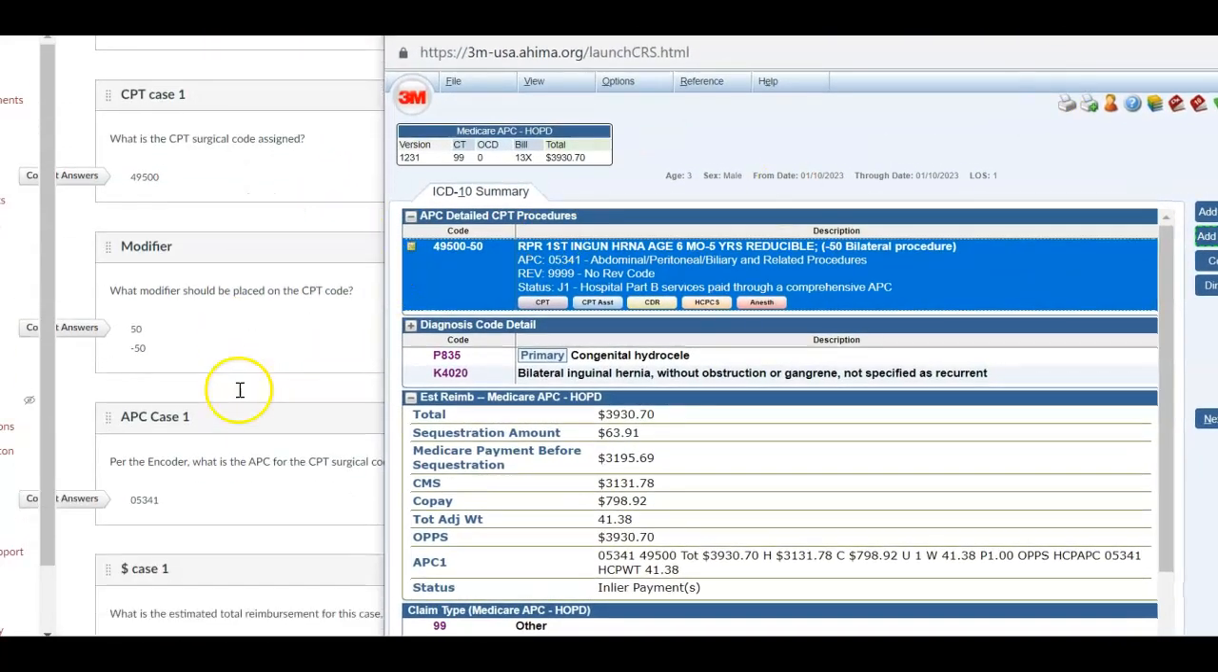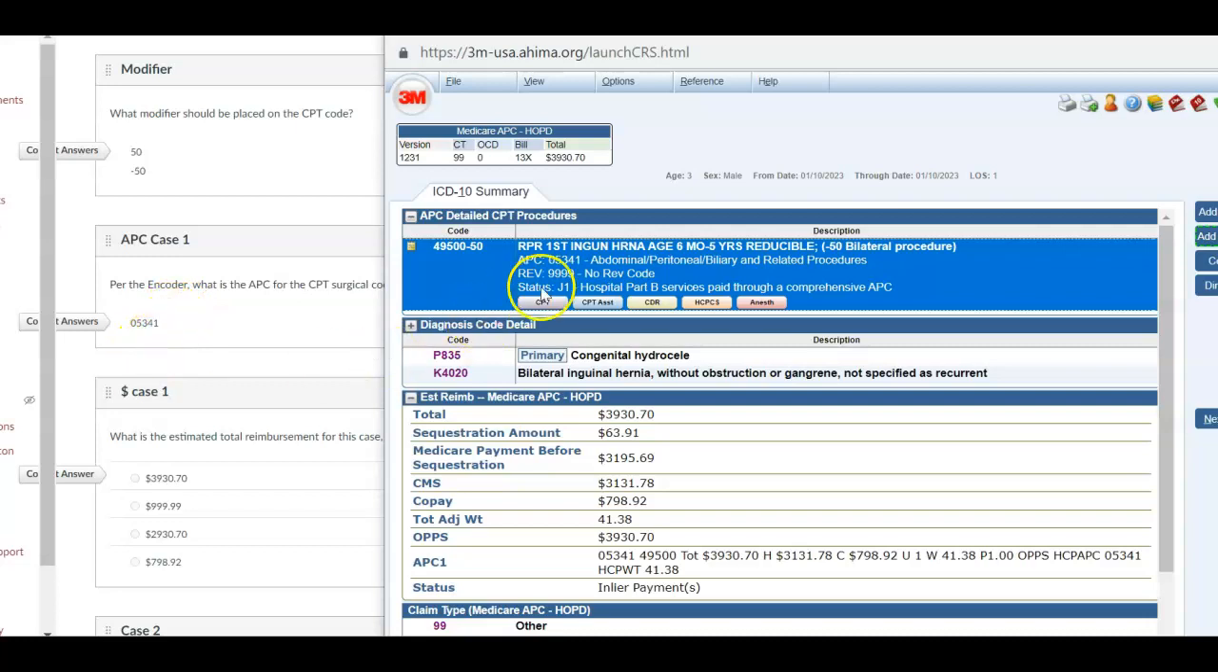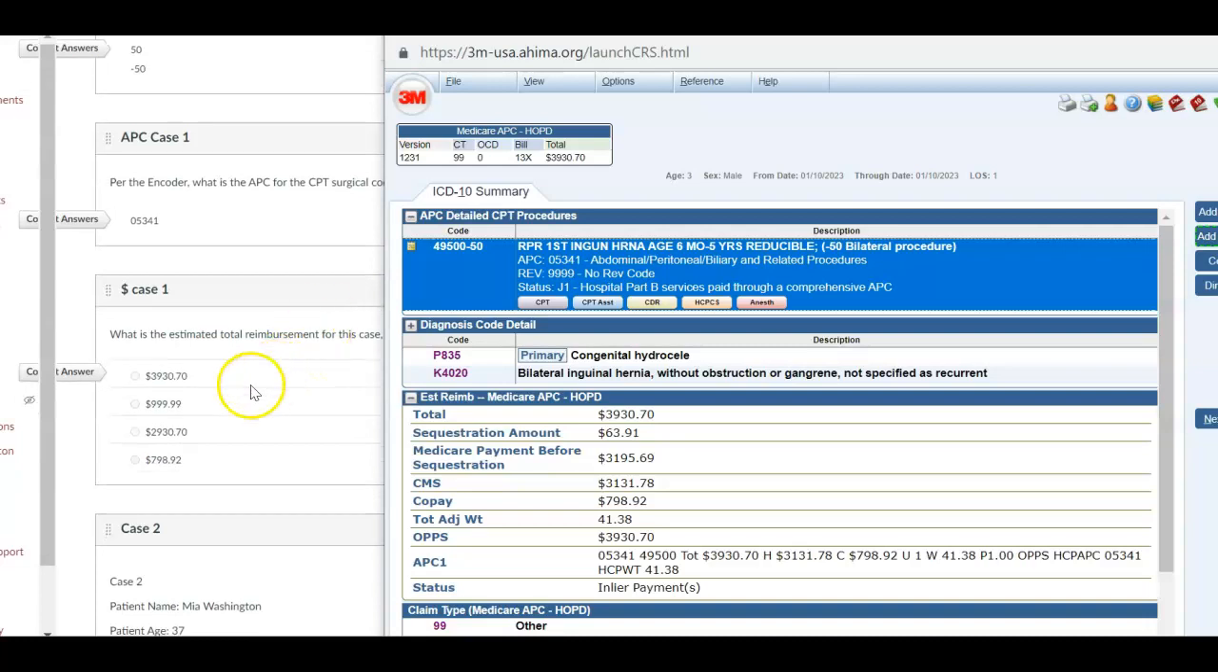Let's come on down. Per encoder, what is the APC for the CPT surgical code? We look here, we have 5341, right? That is our APC. With the amount, this is going to vary. You can see right up here, $3,930.70, so 3,930 and 70 cents. If I had a different year put in, it's going to make a difference on the payment, so keep that in mind. Okay, let's go ahead and move on to patient number 2.